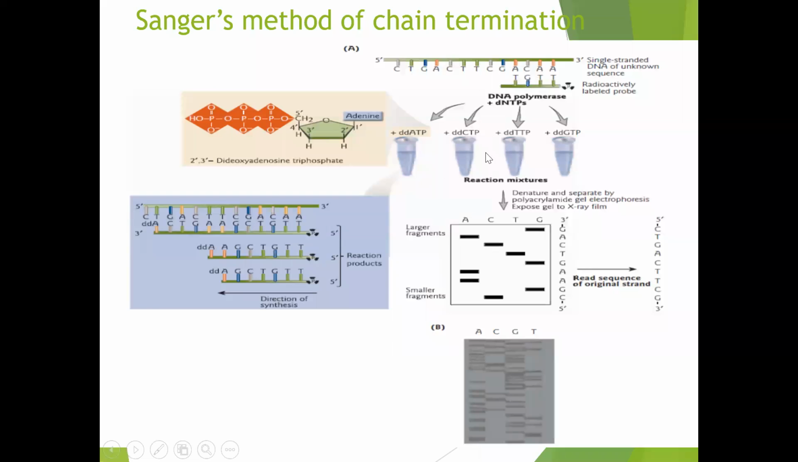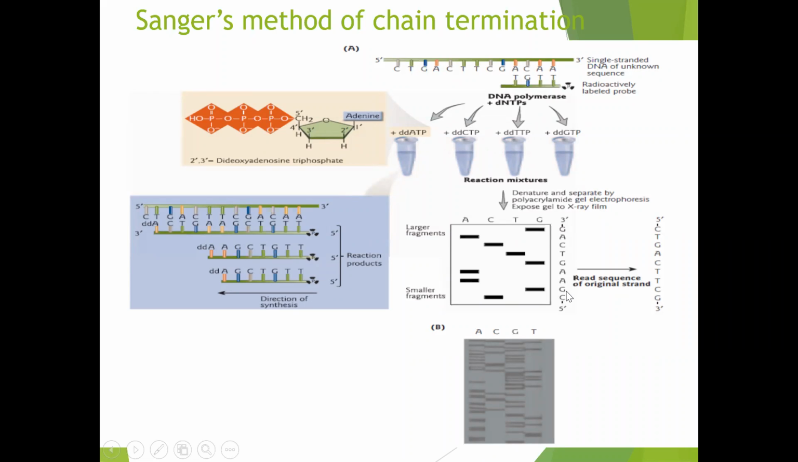So, once all these reactions are over, then denature them and separate by polyacrylamide gel electrophoresis, and then expose the gel to the X-ray film. Then you will have the bands formation like this on the autoradiography. And you all know the shortest fragment will move the longest distance. And once these bands are formed, you can read the gel from the bottom to the top, right? That means this is the fragment which is terminated at C. Okay, the shortest fragment terminated at C.